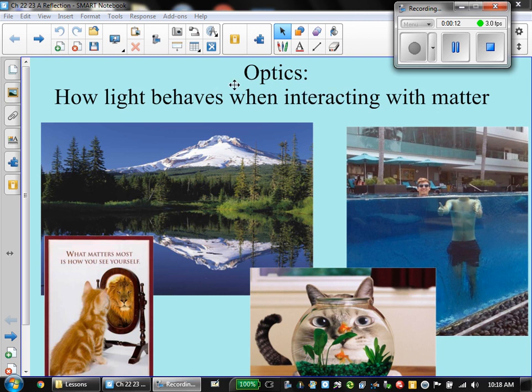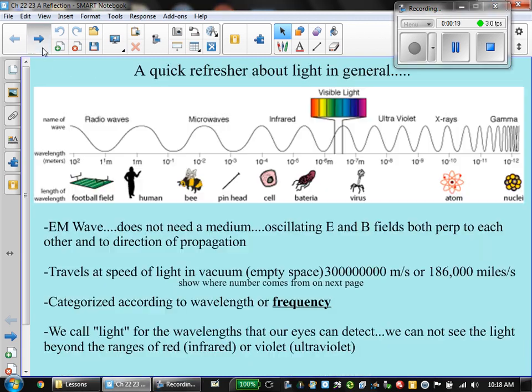Five videos total, walking you through the notes. Again, you can look at Bozeman physics if you want a similar sort of note. So optics is going to look at the behavior of light when it interacts with matter. And our most common forms of optics that we'll take a look at in here are reflection and refraction.